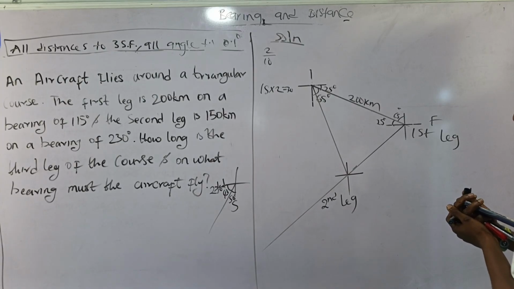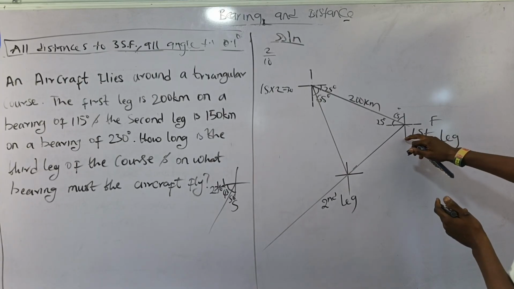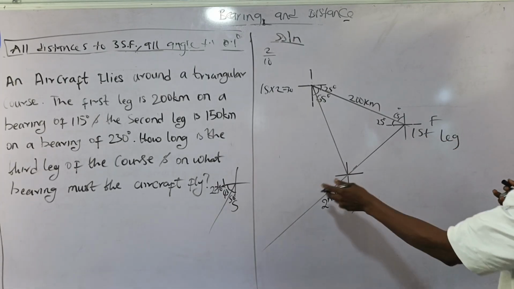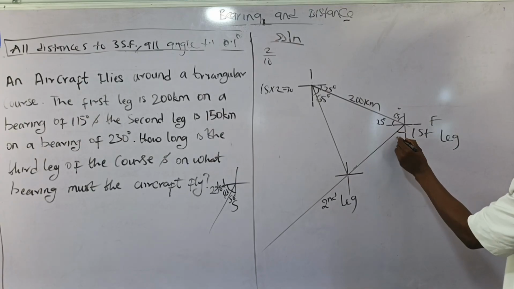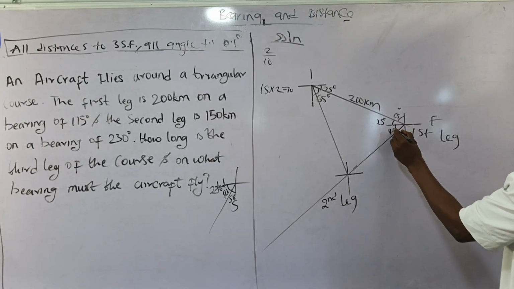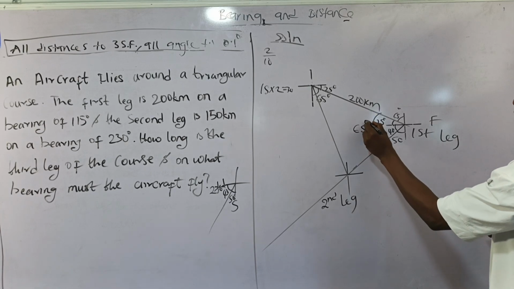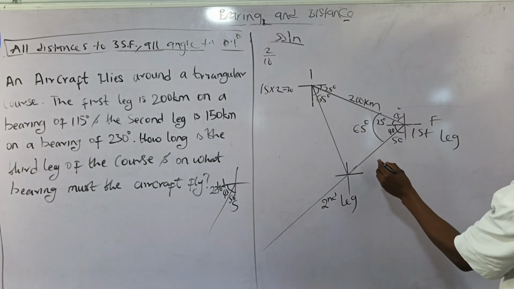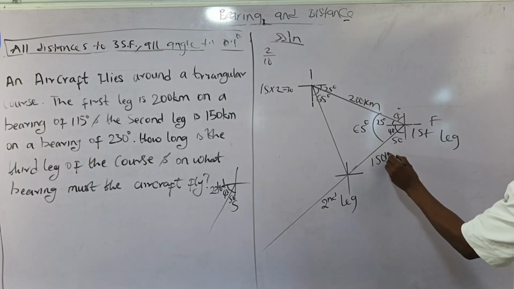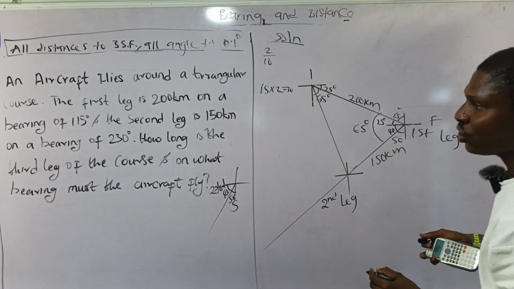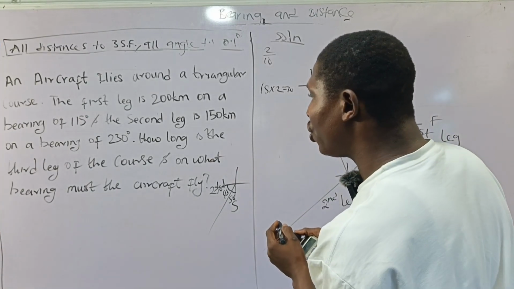Now, the second was what? 230. And here was what? 50. And here becomes what? 40. And if I add up, I'll have what? 65 degrees. And the second distance is what? 150 kilometers. Now they ask us, how long is the third leg?